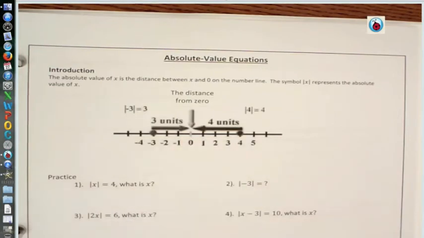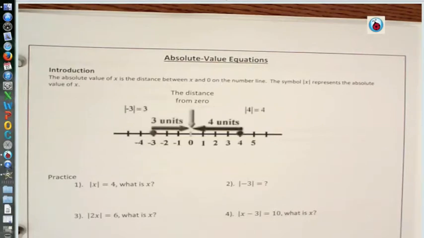So if we think about the absolute value of a number being the distance that number is from 0, that explains why it's always positive, because we don't really measure distances with negative numbers. That doesn't really make sense. We don't say something is -2 miles away. That doesn't make any sense. We always measure distances with positive numbers.